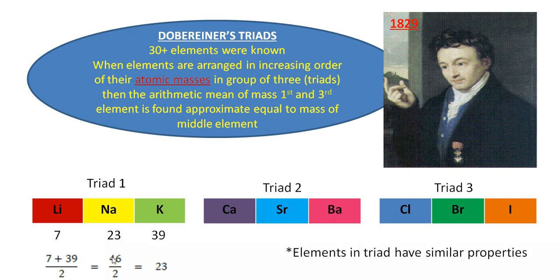It means the average of the atomic masses of the first and the third element is approximately, is nearby. Here it is equal, but in other triads it is nearby, it's close to, meaning there's a difference of some points, so it's close to this middle element. So this was Dobereiner's law of triads.